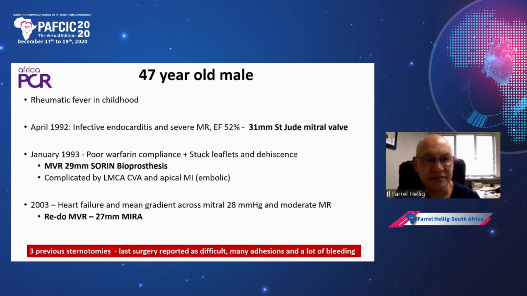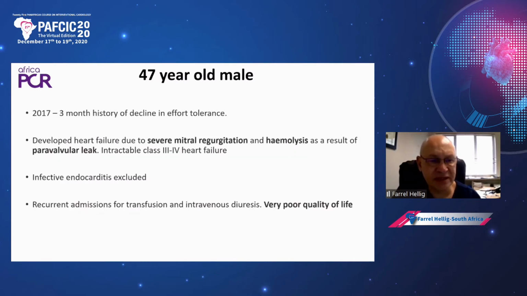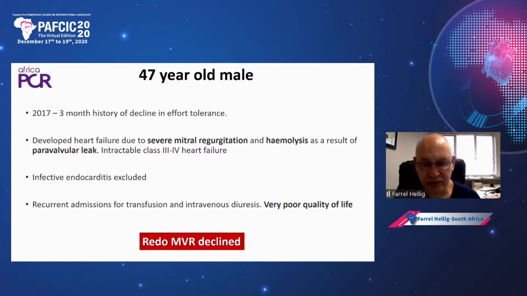So in 2017, he presented with a 3-month history of a decline in effort tolerance, developed heart failure due to severe mitral regurgitation and hemolysis as a result of a paravalvular leak with intractable class 3 to 4 heart failure. Infective endocarditis was excluded, and he had recurrent admissions for transfusion and intravenous diuresis and had a very poor quality of life. And fourth redo mitral valve surgery was declined.